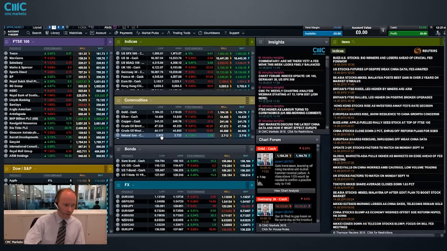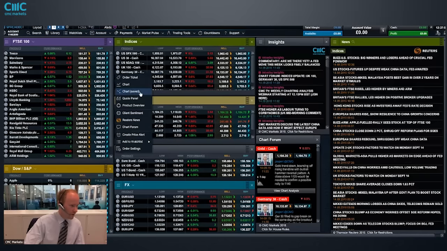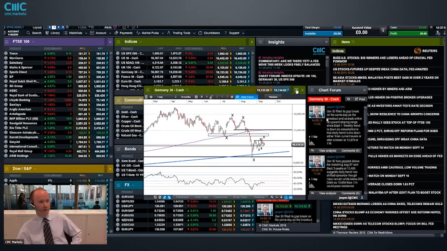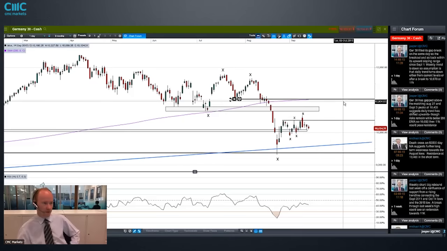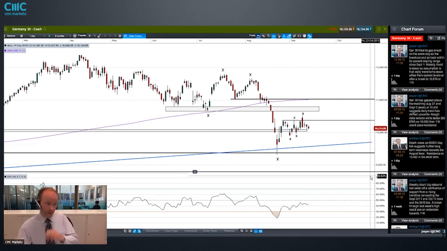I know wheat is just bouncing right off that long-term support again, so we'll have a look at that for sure. So just to cover some of the major indices here, we covered the US, covered the UK, now let's look at Europe. Germany's the biggest nation in Europe. The Germany 30, the DAX, tends to be one of the most popular indices to trade. It looks pretty similar to the FTSE.